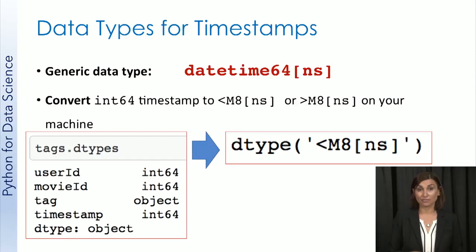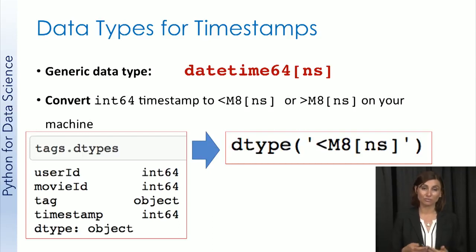Datetime64[ns] is a general data type for date time. This general data type maps to specific data types called M8, either before M8 or after M8, depending on your machine. Our big task is to convert int64, which was that original instant since 1970 UTC time, into one of the above date time formats, so Python renders it in a human readable format.